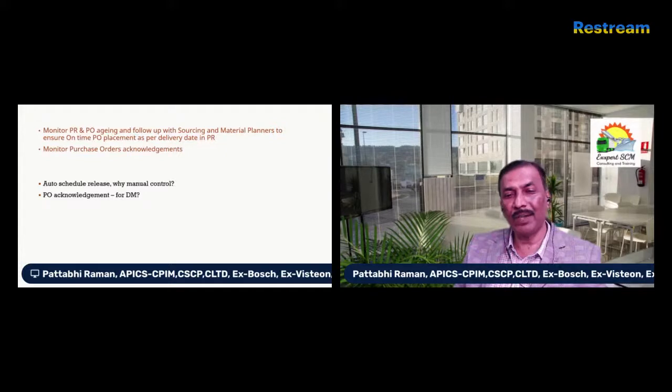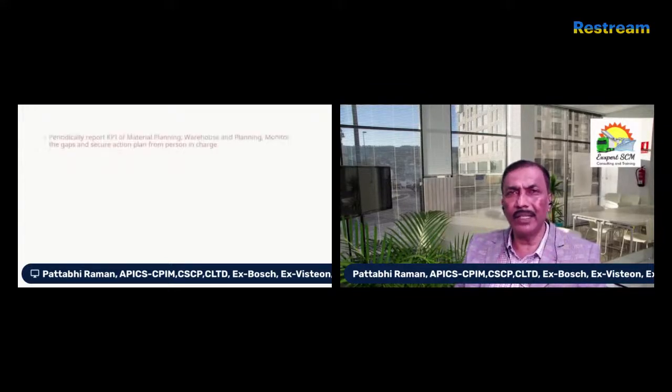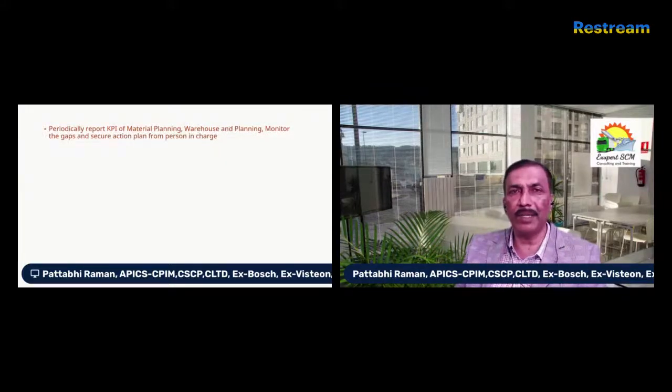And PO acknowledgement should automatically happen when we release the schedule for direct material. We don't ask for the acknowledgement. They should supply the material. Okay, so there is some ambiguity. Maybe their method of working could be different, but if we follow the standard APICS method of process, then most of this statement becomes redundant. Possibly they are struggling with more material shortages and high inventory. That's what I can understand from this statement if they are following this method.